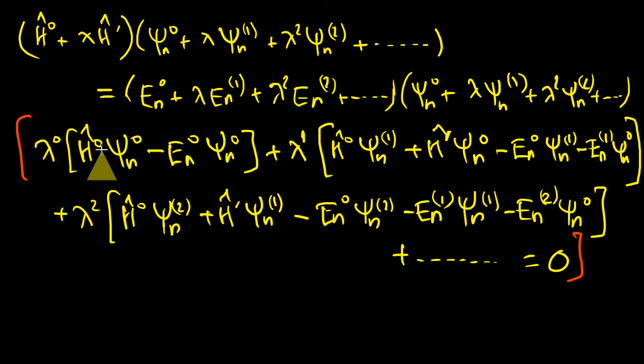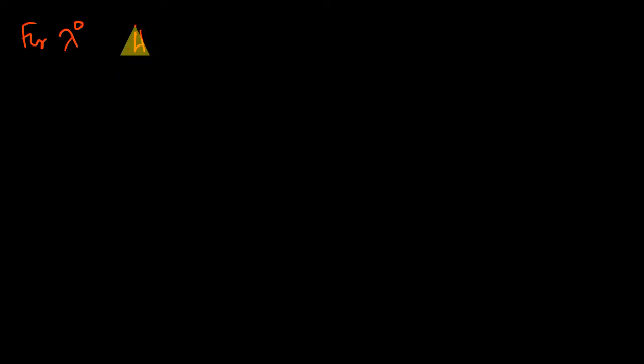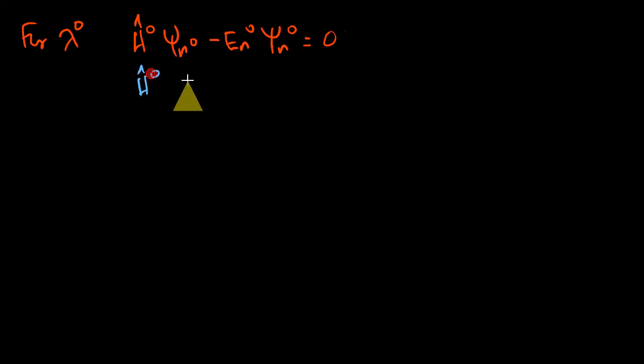So for lambda raised to 0, we can understand from this equation that H cap 0 psi n 0 minus En 0 psi n 0 is equal to 0. Let me write it there: H cap 0 psi n 0 minus En 0 psi n 0 is equal to 0. This equation is nothing but H cap 0 psi n 0 is equal to En 0 psi n 0. You remember this equation. This was the Schrodinger wave equation for the unperturbed system, right?